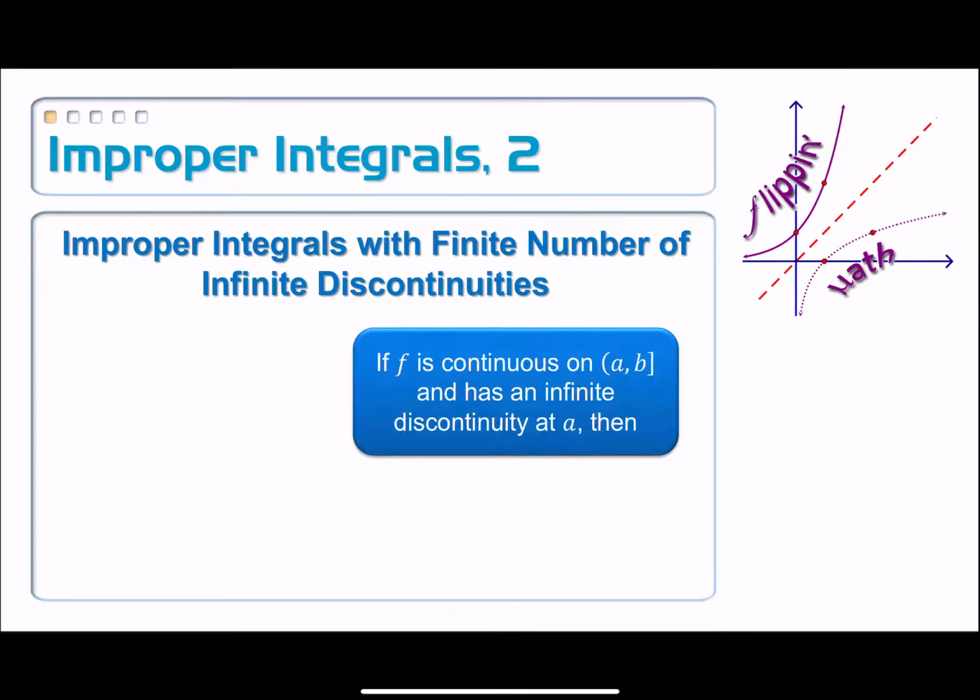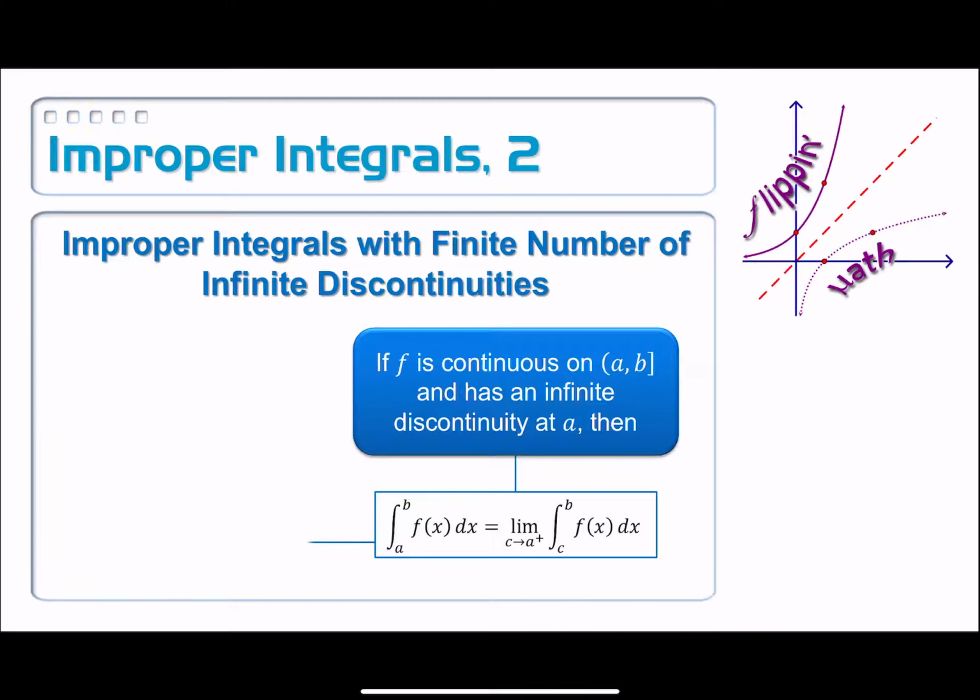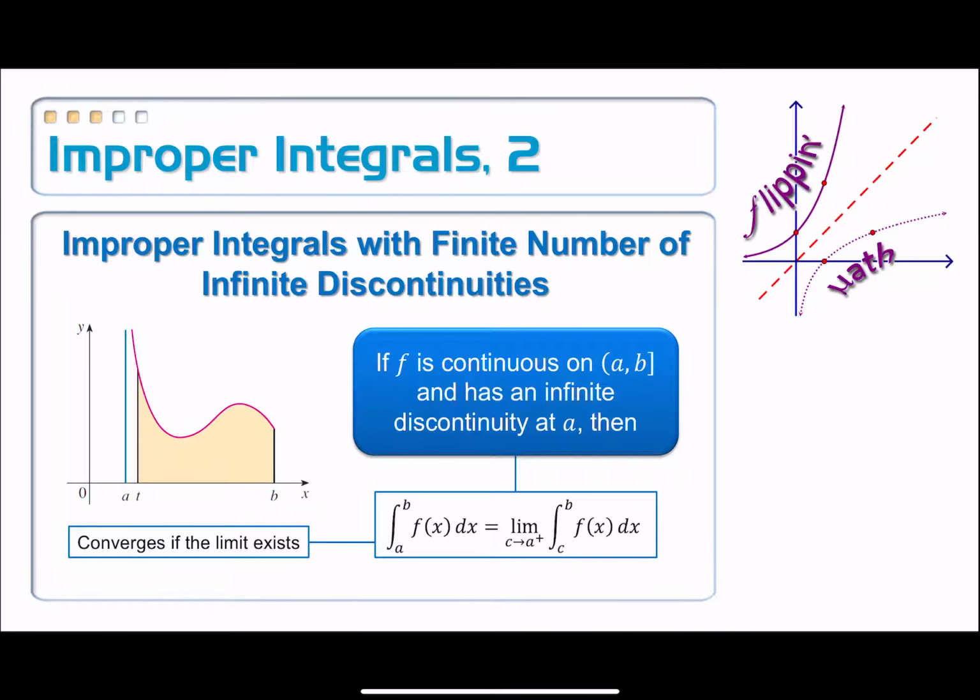Our next case is if we have an infinite discontinuity on the left-hand side at a. So we have a vertical asymptote at a. We're going to turn that into a limit. Again, it's in disguise. We take the a out, replace it with something, let's say c, and have c approach a from the right-hand side this time. Let's look at a graph to help us make sense of this. If I have a vertical asymptote on my lower bound, then I have to approach it from the right side, which is why it's c approaching a from the right. We say it converges if that limit exists, and it diverges otherwise.